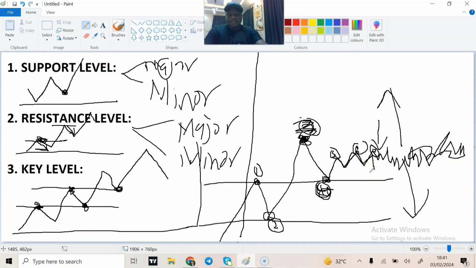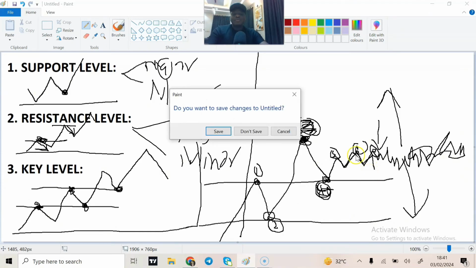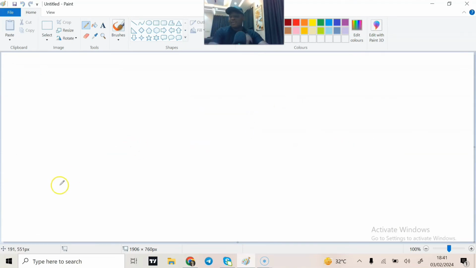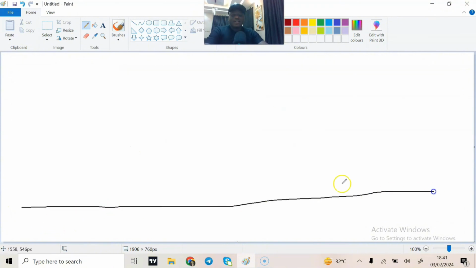Now, let me make this clearer for you so that I'm sure that you guys get it before we call it a day. Now, look at this. This is the chart. Let me use sell, for example. Now, I used buy initially.